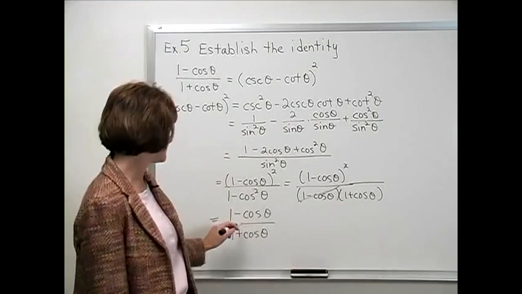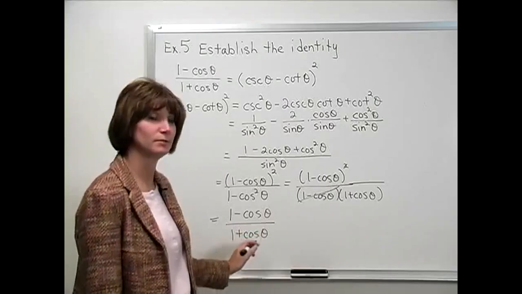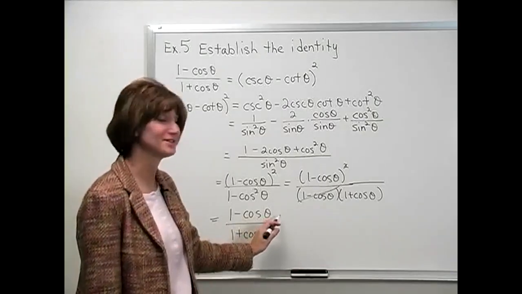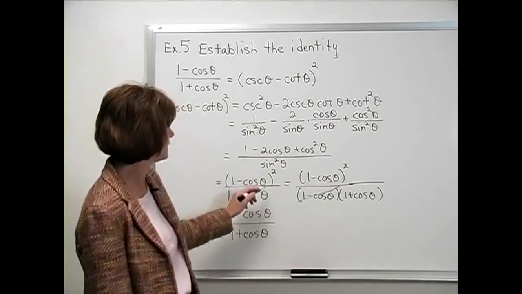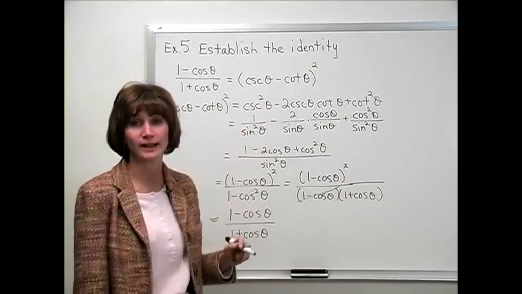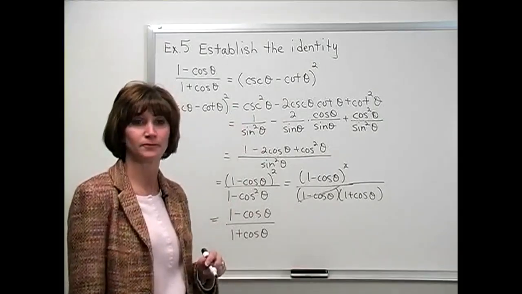All right, so remember that sometimes you want to multiply by the conjugate of the denominator, which in this case would be 1 minus cosine theta over 1 minus cosine theta. The problem could have been done that way, and you would basically just reverse these steps to get to the right-hand side. All right, let's look at another example.